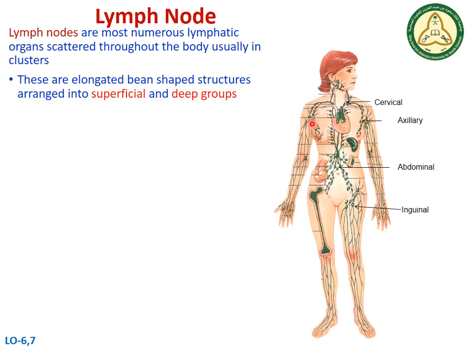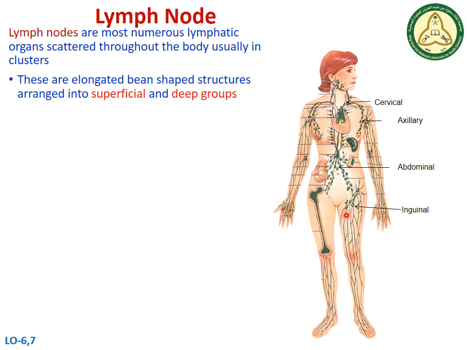Why superficial and deep groups? Because the superficial lymph node group here is sometimes called the axillary group of lymph nodes. Here in the neck it is called the cervical group. Here it is called the inguinal group. Here they are abdominal. So there are many groups, and they may be superficial and deep, not everywhere but particularly in the limbs. So superficial axillary and deep axillary lymph nodes, superficial inguinal lymph nodes and deep inguinal lymph nodes.